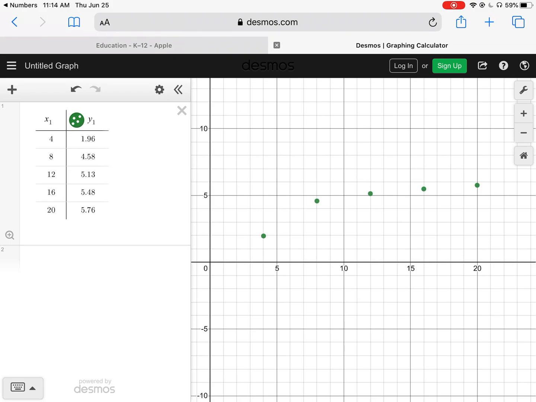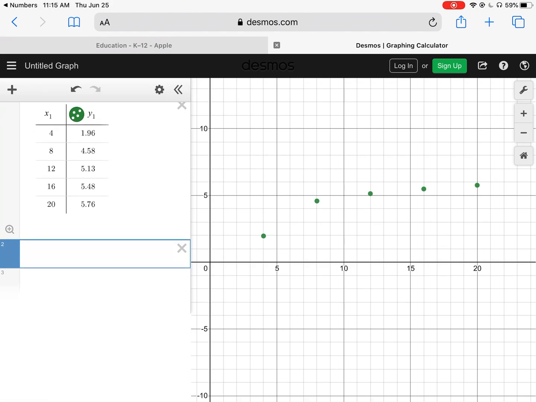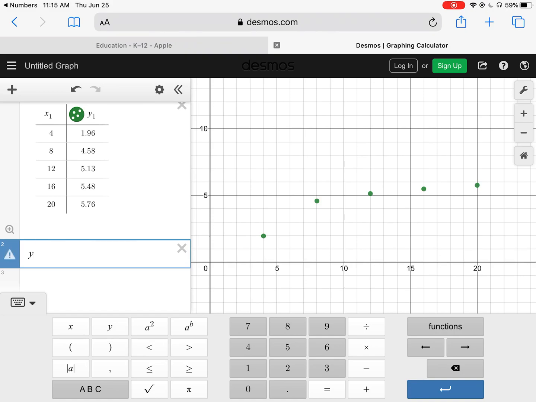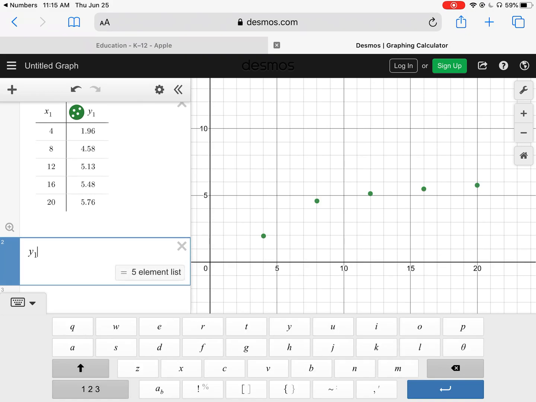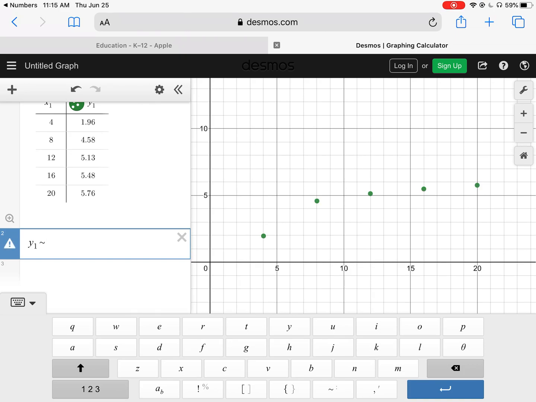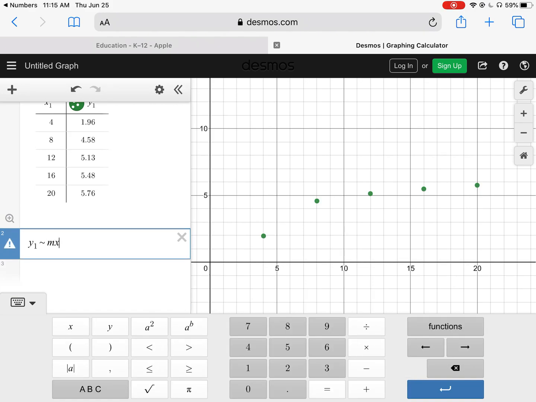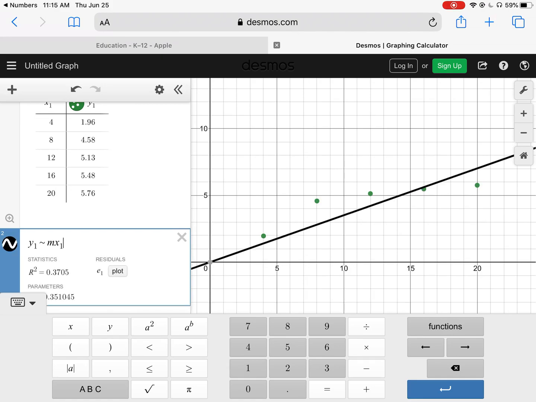Okay. So now let's tell Desmos to come up with this linear regression equation. It's a little formula that you have to type in. So we're going to type in y followed by a 1. And then we're going to hit this little symbol. If you take Spanish, that's referred to as a tilde, right? Then you're going to type in m x1 plus b.